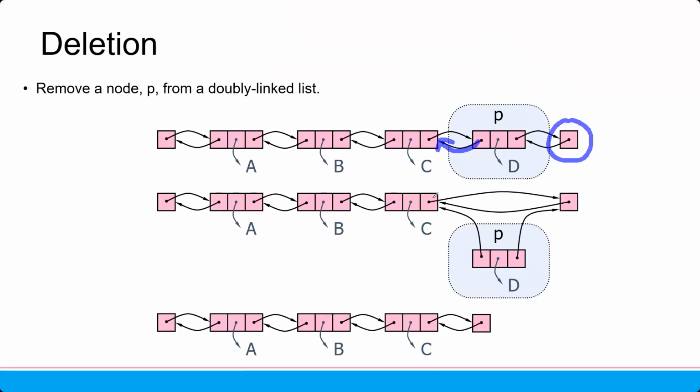Then let's update the next of C. So the next of C now connects to the trailer. And then this is the trailer node. The previous of the trailer node will be connected to C. And then after that, we can remove it.